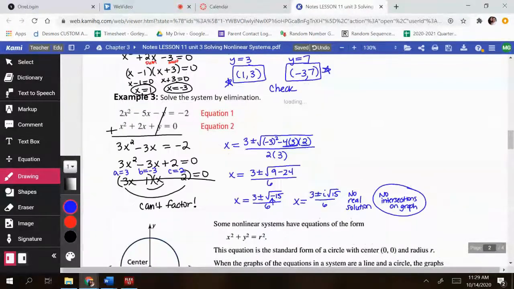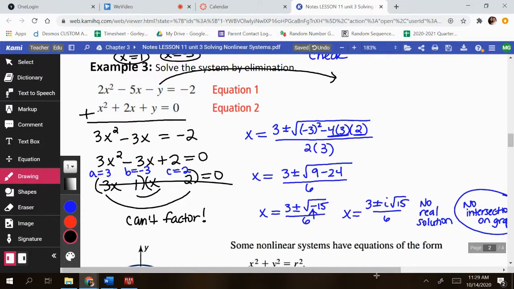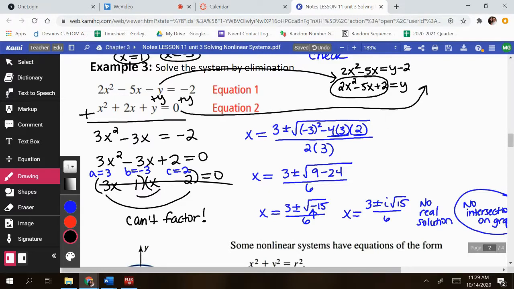If you wanted to check this in your graphing calculator, remember we just have to get it in a friendly calculator form where we have y equals. So like here, if I rewrote this and I added y to both sides, I would get 2x squared minus 5x equals y minus 2. And if I added 2 to both sides, we get 2x squared minus 5x plus 2 equals y. I could put this in y1.